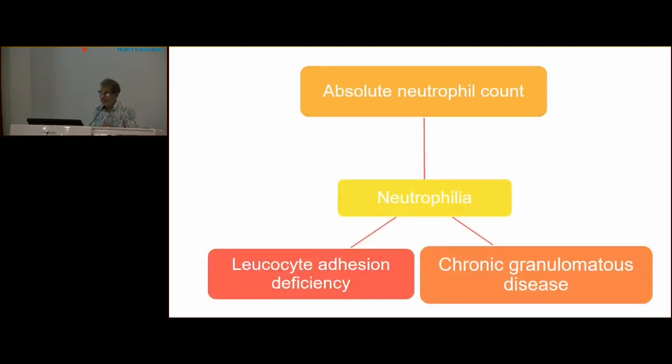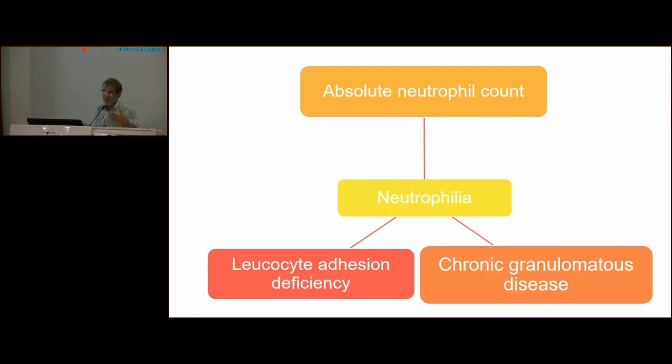Neutrophilia, on the other hand, is associated with other disorders. So, leukocyte adhesion deficiency is associated with neutrophilic leukocytosis, because the neutrophils are trapped in the circulation because there is a defect in the adhesion of these neutrophils to the endothelium, and subsequently they egress to the circulation. So, when there is a defect there, the neutrophils are being produced in response to infection, but they are not able to leave the circulation to sites of infection.